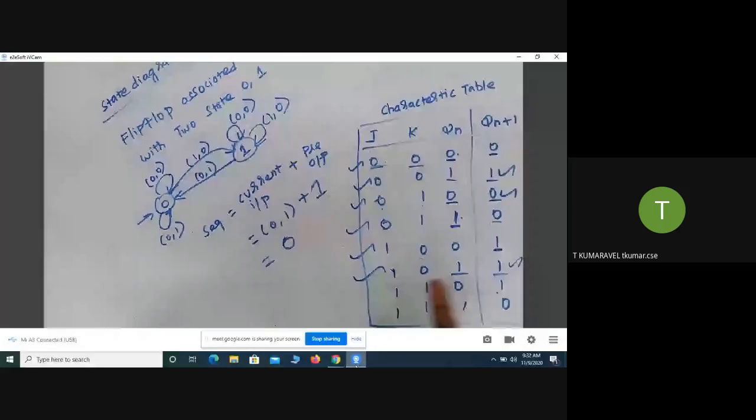What about this? I'm in the 0 state. My input combination is 1, 1. What is the final output? 1. Okay, 1, comma 1.